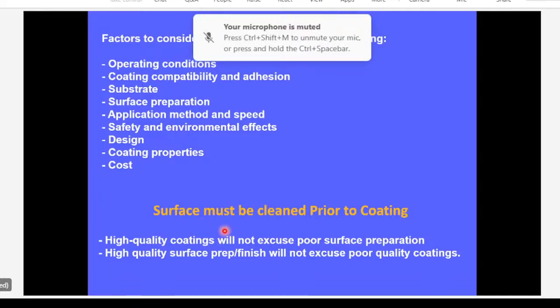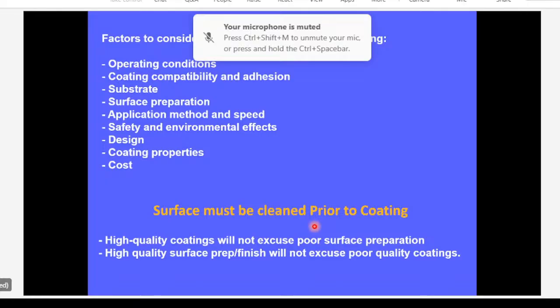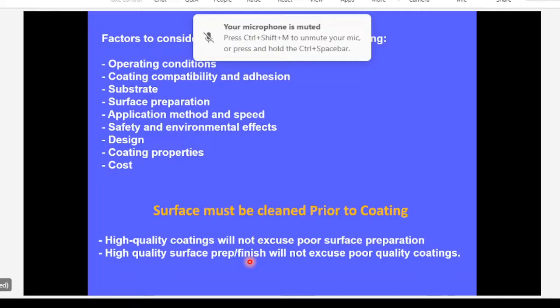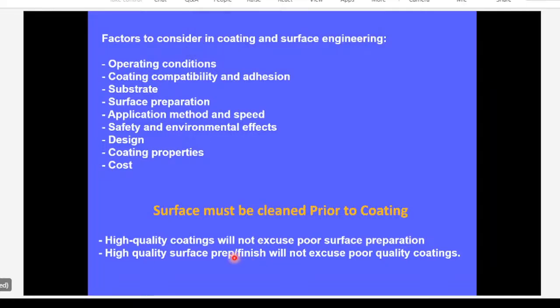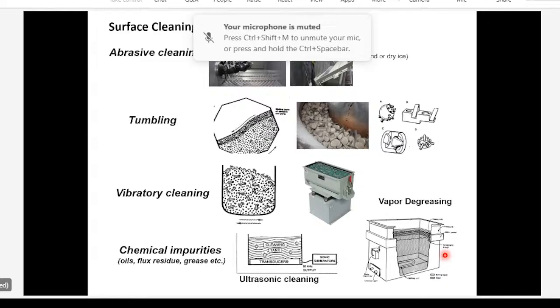One thing we have to always remember is that the part to be coated or modified should have its surface cleaned before surface modification. And another thing to remember is that high quality coatings will not excuse poor surface preparation. And likewise, high quality surface preparation will not excuse poor quality coatings. So the quality of the coating as well as the quality of the surface preparation of the work piece are equally important. So to get started, just look at these basic processes of how we clean surfaces.